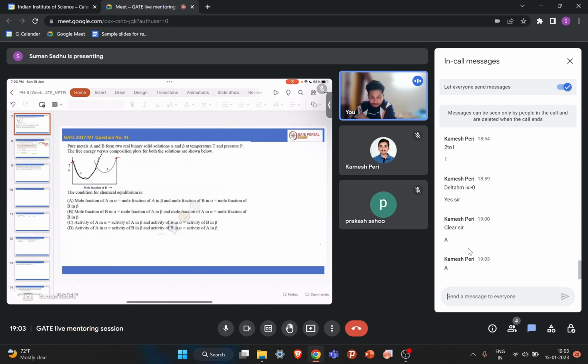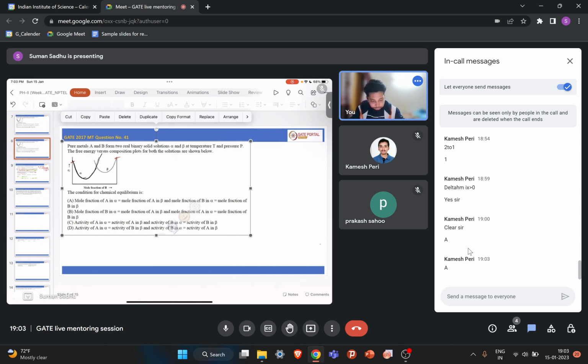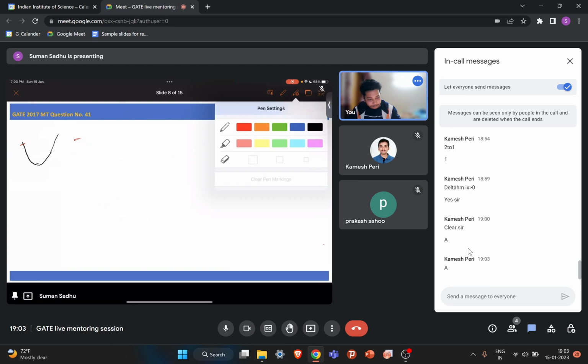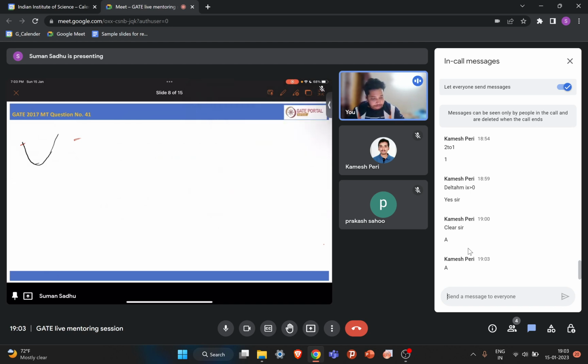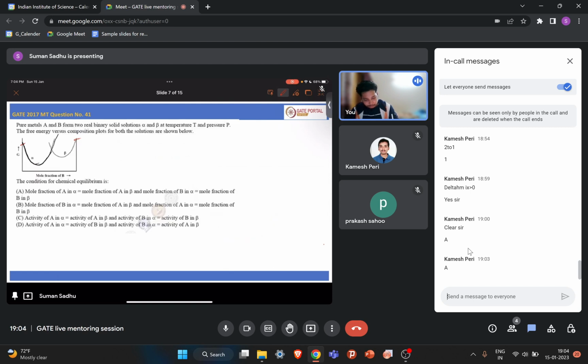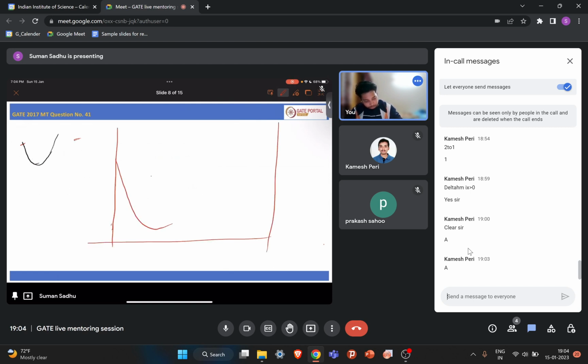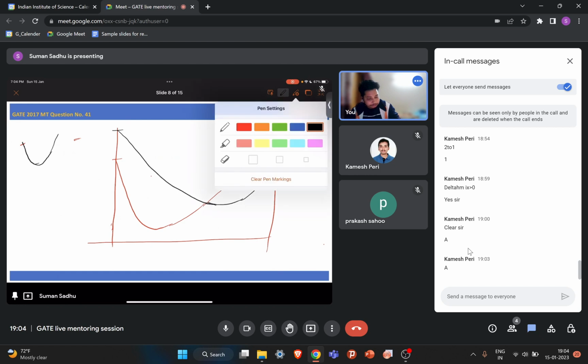Let me draw this diagram separately by enlarging it here. You are saying option A. Okay, let us see what the correct answer will be. So let us just draw the diagram here. So this is for alpha. Alpha also somewhere will cut on this side, and this is, let's say, for your beta. This is for beta. This is for alpha.